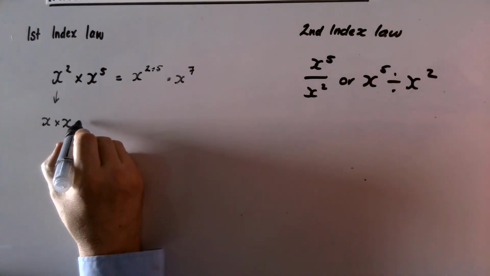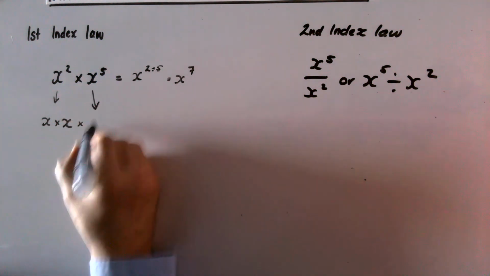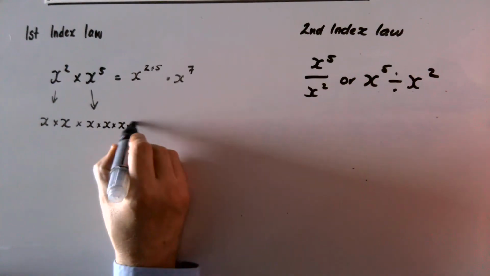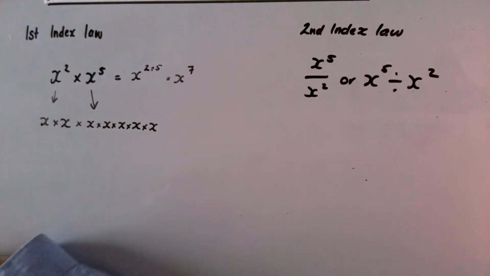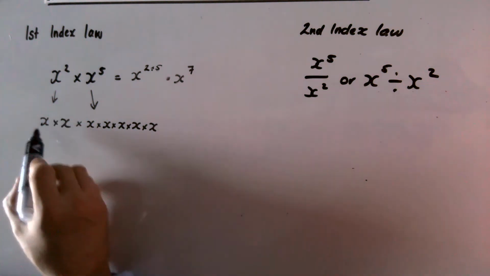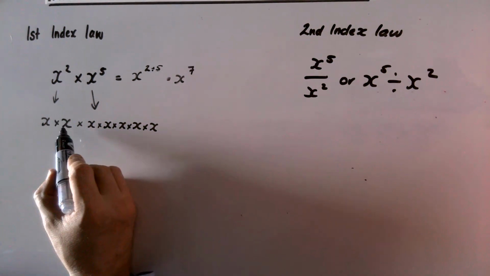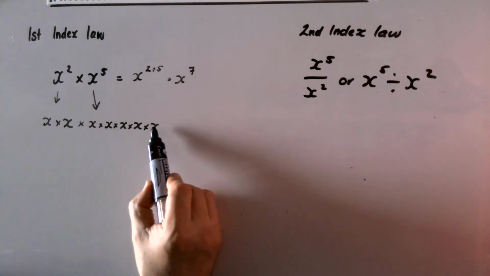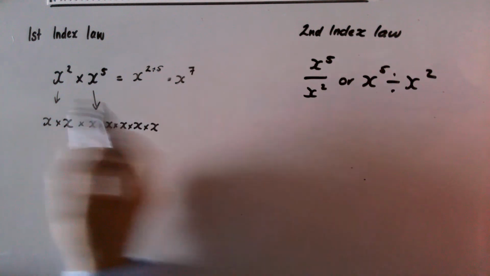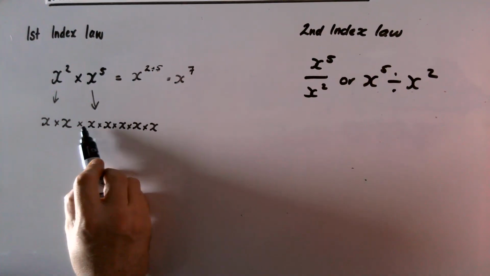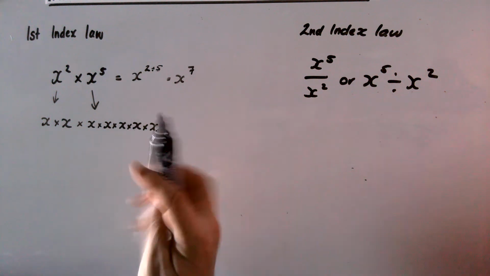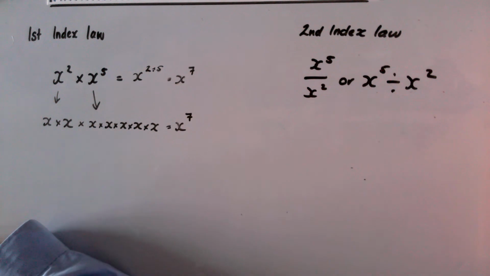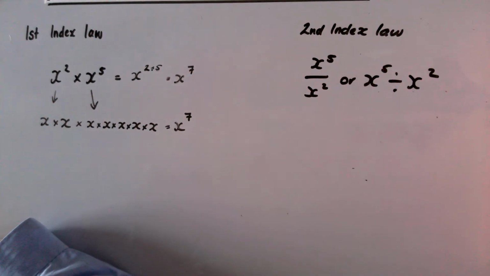And then x to the power of 5 is 1x times 2x's times 3x's times 4x's times 5x's. So if x squared is x times x, so in other words, 2 x's timesing by themselves, and x to the power of 5 is 1, 2, 3, 4, 5 x's timesing by themselves, then if I add all of these up, I've got 1, 2, 3, 4, 5, 6, 7 x's. And of course, that's how we get our answer, x to the power of 7. So that's how our first index law works.